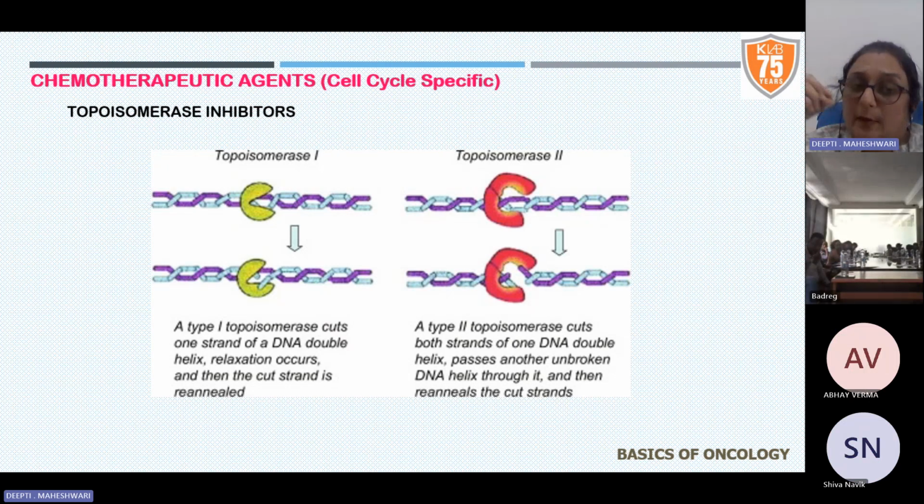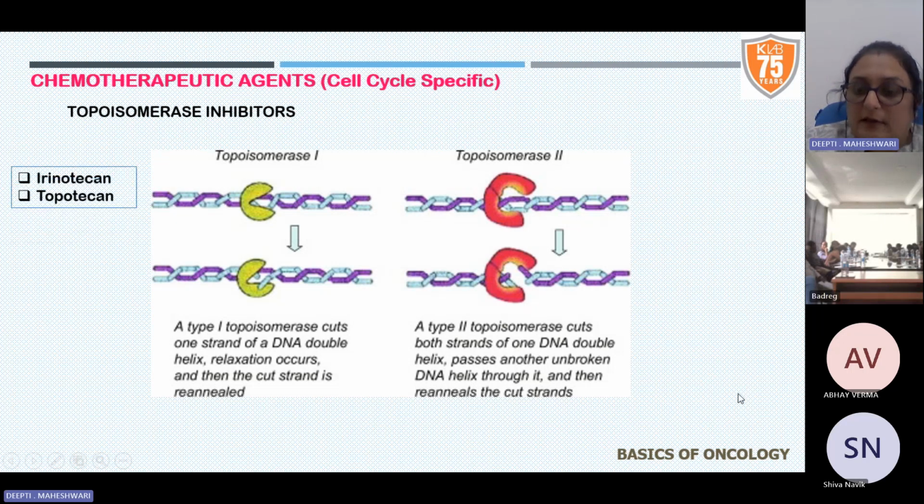Okay, so if it inhibits topoisomerase 1 and 2 enzymes, what will happen? The DNA cuts cannot take place. If the DNA cuts do not take place, then the uncoiling of the DNA will be stopped. If the DNA cannot uncoil, then obviously DNA synthesis cannot take place. So that is the role of topoisomerase 1 and topoisomerase 2 enzyme. You have different types of drugs which actually act.